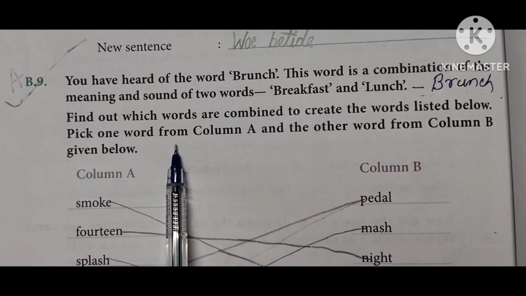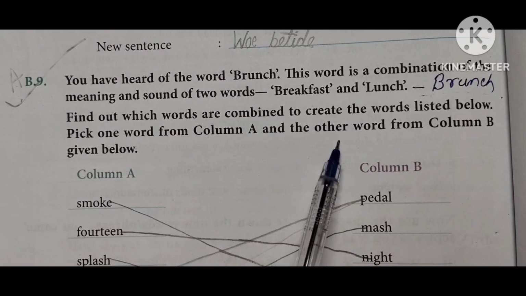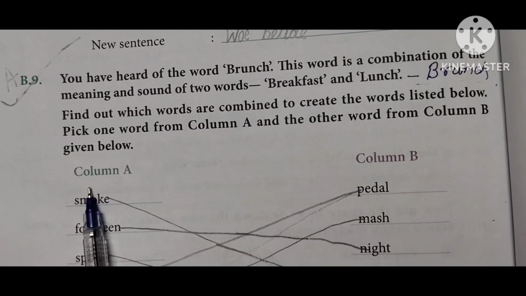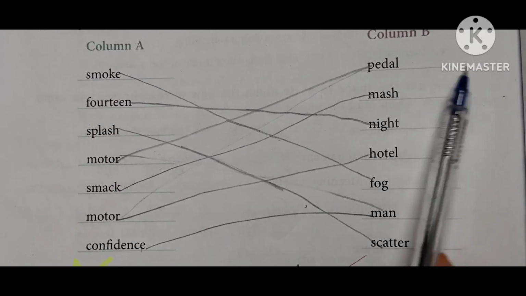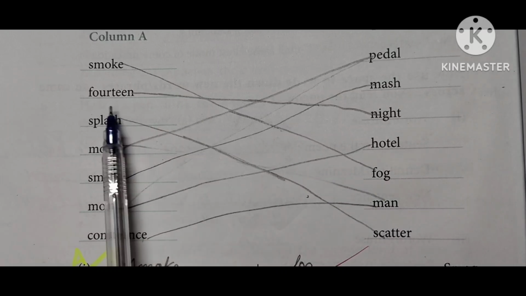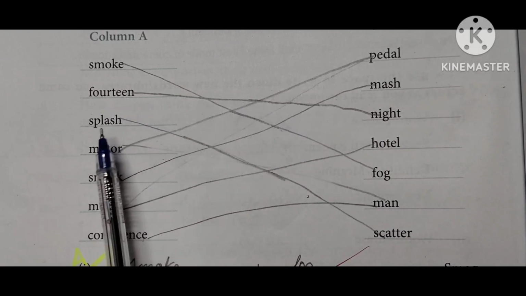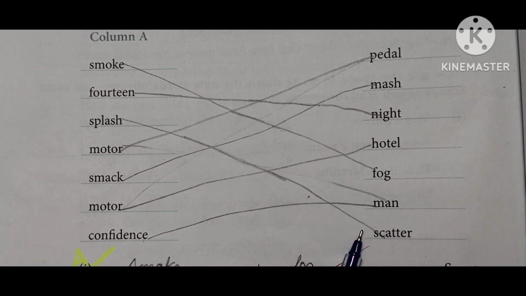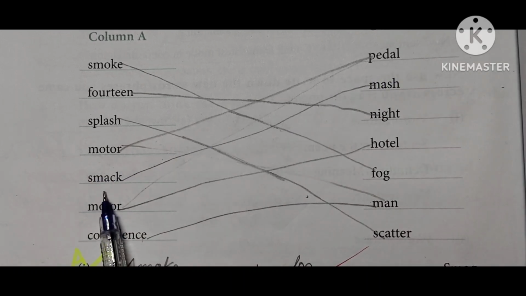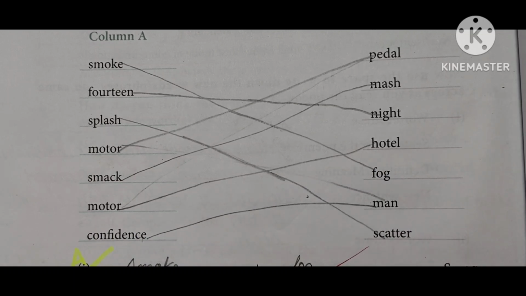Find out which words are combined to create the words listed below. Pick one word from column A and the other word from column B given below. Column A, column B. Smoke, it is matched with fog. Fourteen, it is matched with night. Splash, it is matched with scatter. Motor, it is matched with pedal. Smack, it is matched with mash. Motor, it is matched with hotel. Confidence, it is matched with man.